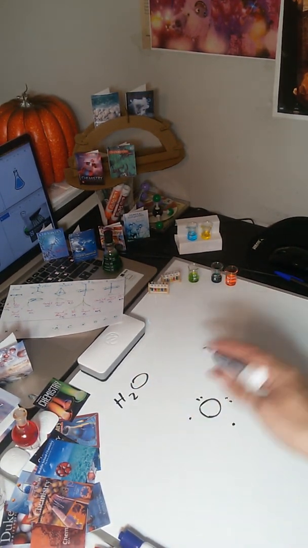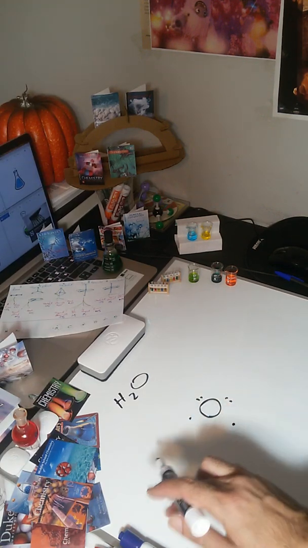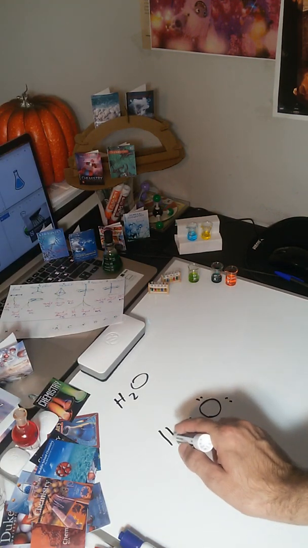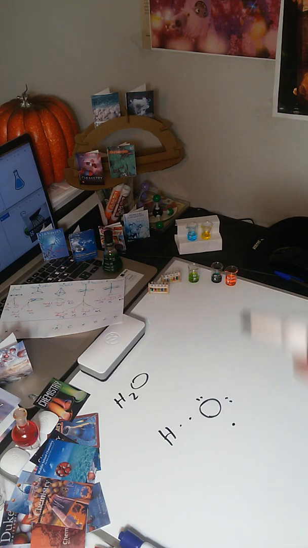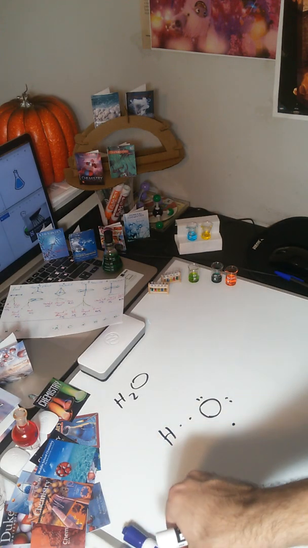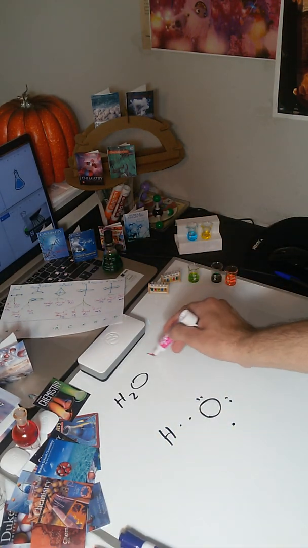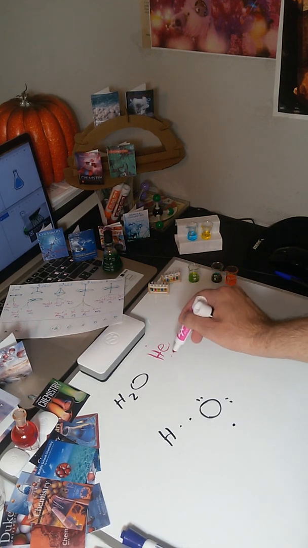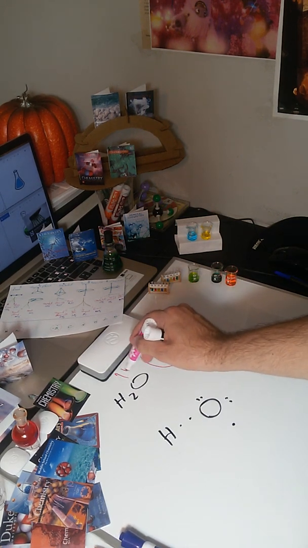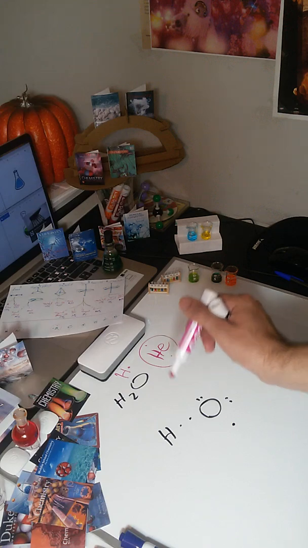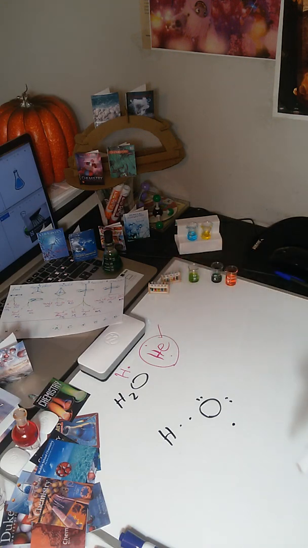H2O has 2 hydrogens and 1 oxygen, and I will go and share one of the electrons in my hydrogen. Remember, I just told you, helium is the only element that has a valence shell of 2 electrons, and hydrogen is the only element that by sharing 1 electron will reach 2 electrons and be satisfied.